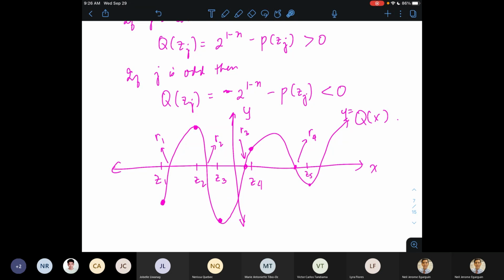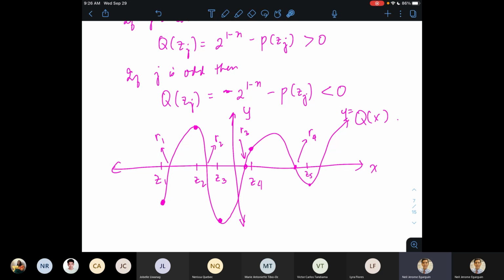Any guesses? Sir, paulit po ng question. Ay, ayan. Yan, ilan yung roots ni Q? Oh, Denmark, yeah. Thank you, Denmark. That's correct. So, +1 ka din.